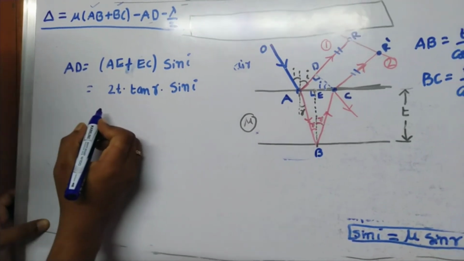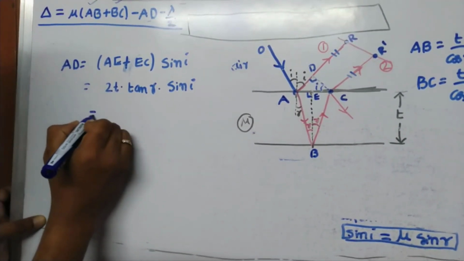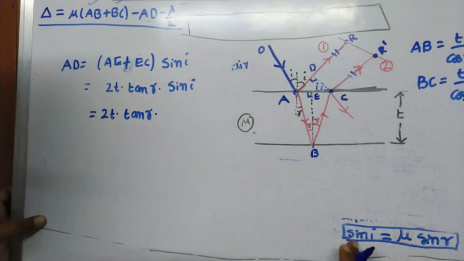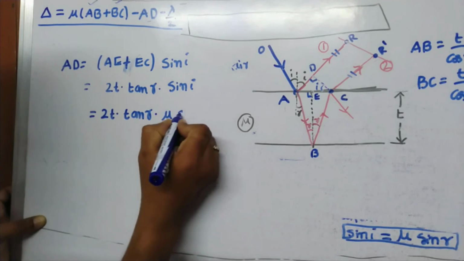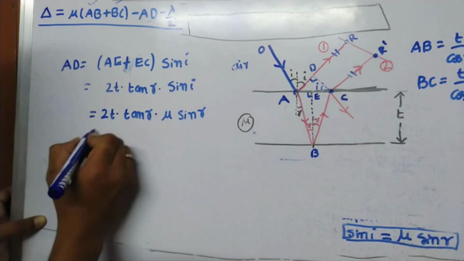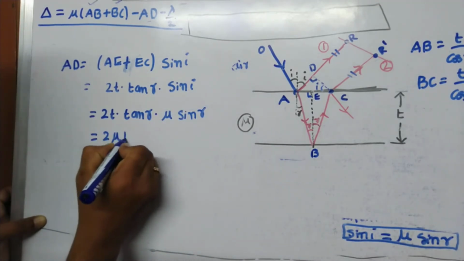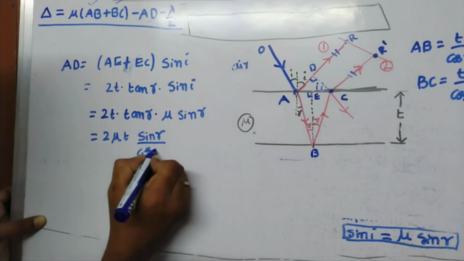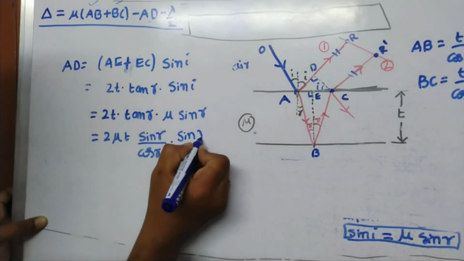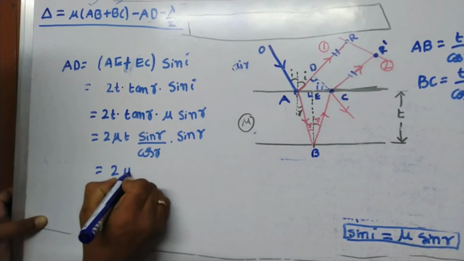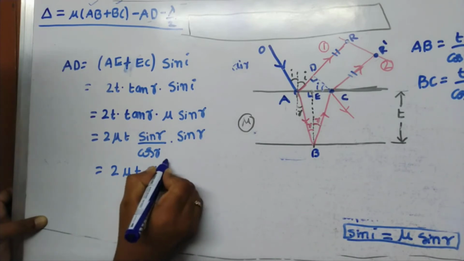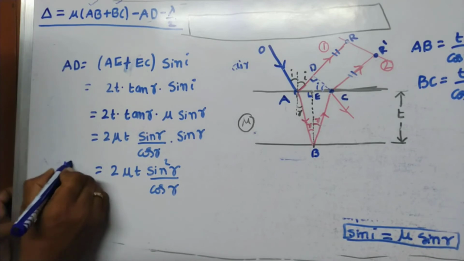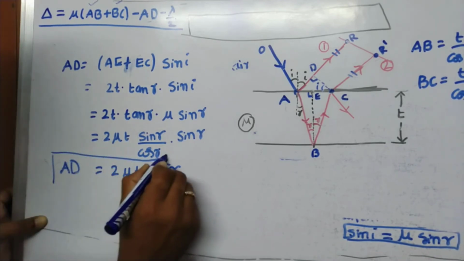So AD is equal to 2t into tan r into sin i, which we can write as mu into sin r. So if you write this, 2 mu t, tan r means sin r by cos r, into sin r. That means AD is equal to 2 mu t sin square r by cos r. So we got AD.